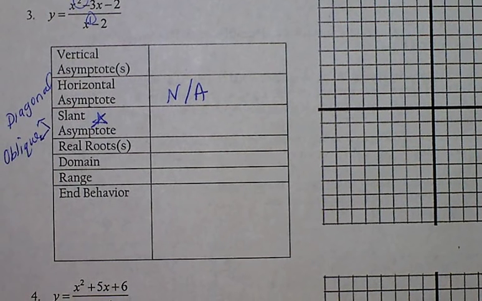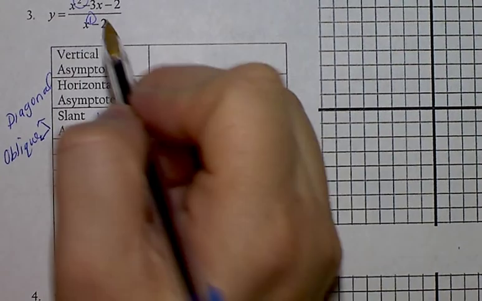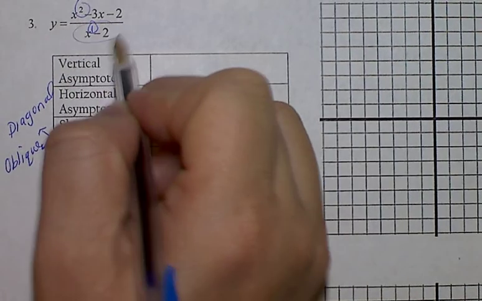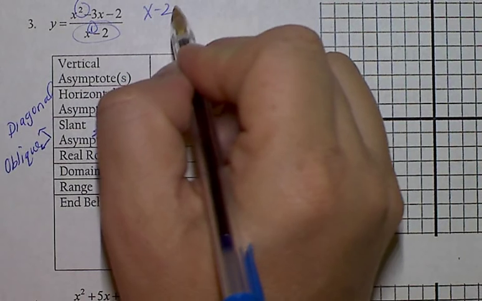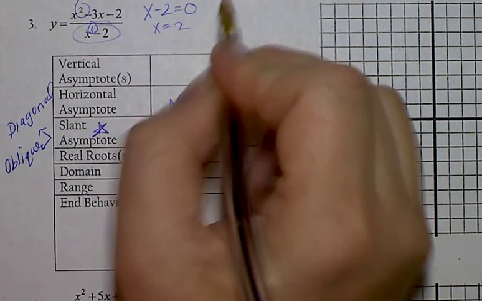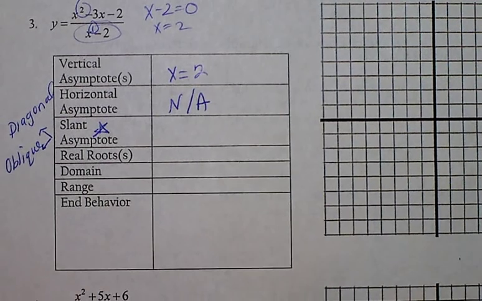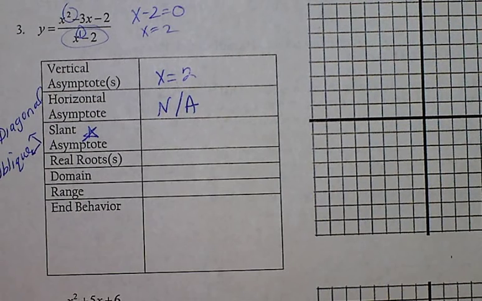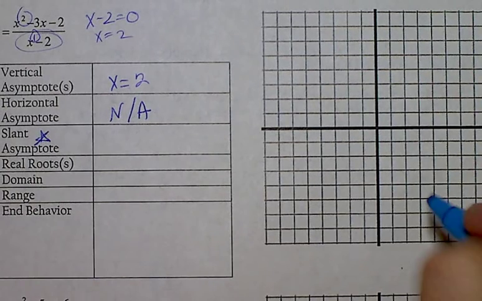And remember, this only occurs when the highest exponent on top is greater than the highest exponent on the bottom. And when that happens, there will never be a horizontal asymptote. So before we determine what the slant asymptote is, I'm going to come up to the top and say, okay, I know what the vertical asymptote is. If I take x minus 2 and set it equal to 0, x equals 2. That is the vertical. I'm going to graph it and get it out of the way. So I'm going to go to x equals 2 and make the dotted line.